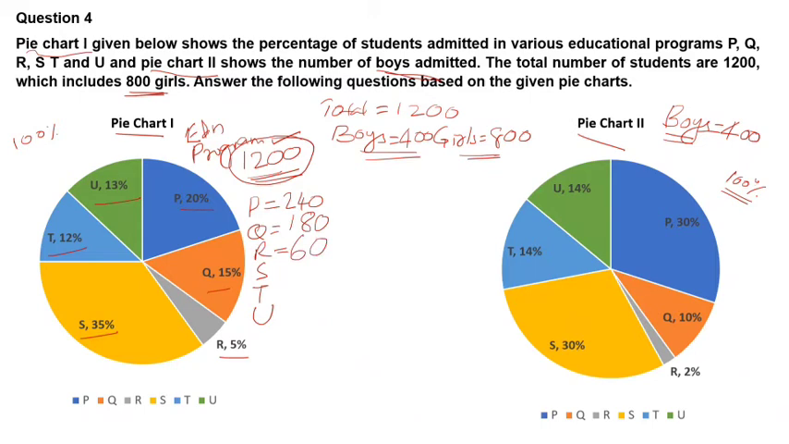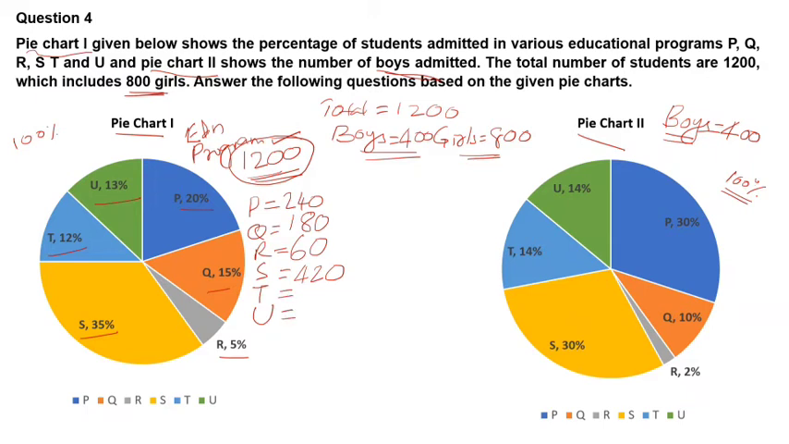Then S is 35%. 35% means 10% plus 10% plus 10% plus 5%. 10% is 120, so 30% is 360. 360 plus 5%, which is 60. So the total for S will be 420. Similarly, you can calculate all this for T and U.